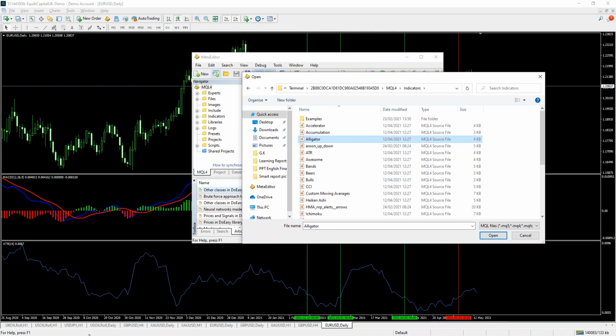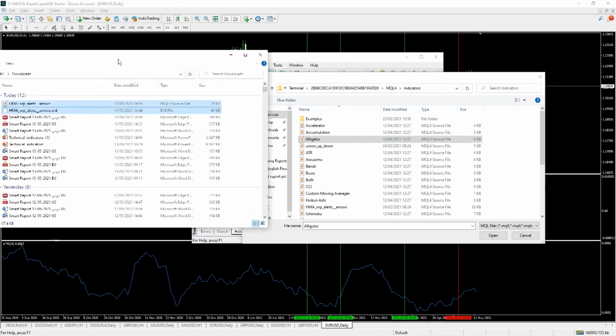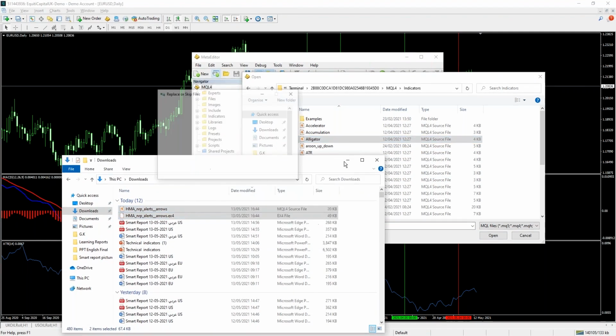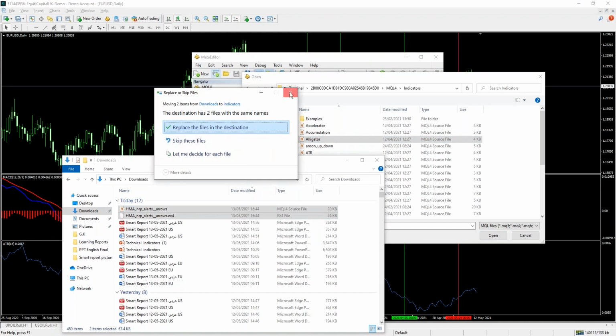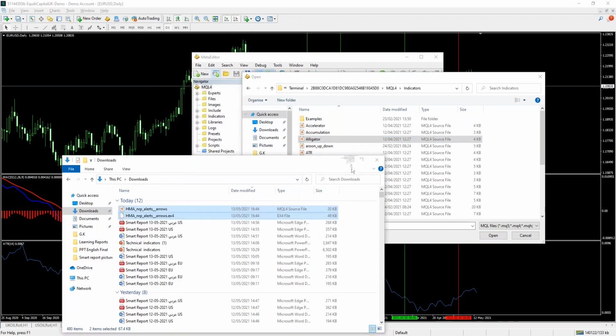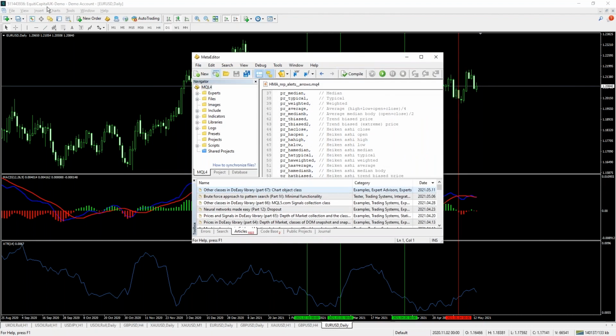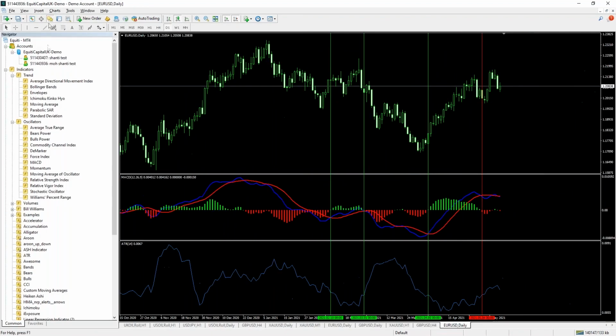What you do next is that you go to your downloads. You take it and put it inside. Just copy and drag it. I already have this, but this is one way to do it. Once you're done, just cancel and then go back to your navigator, and then click refresh. Once you do that, you will have your indicator inside.